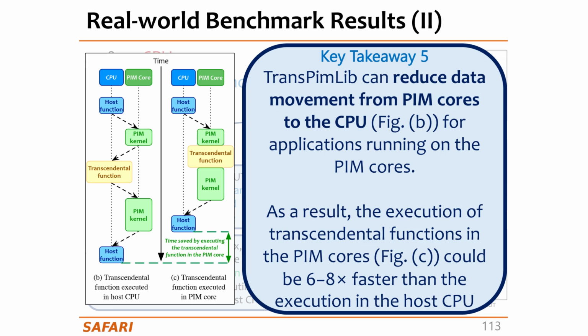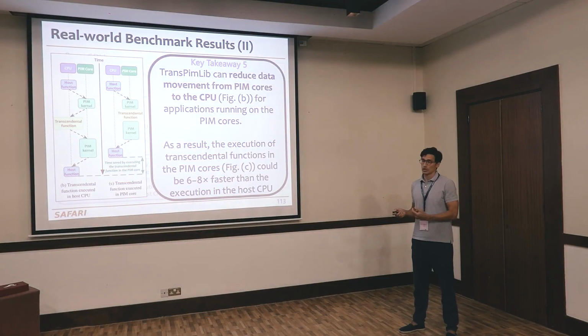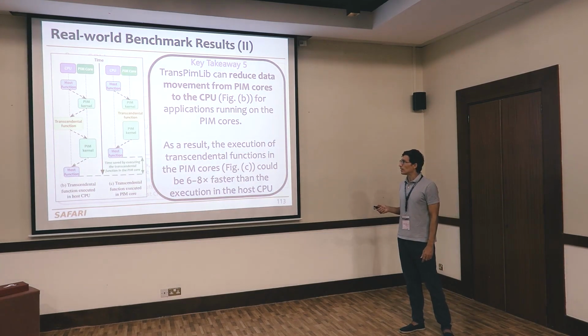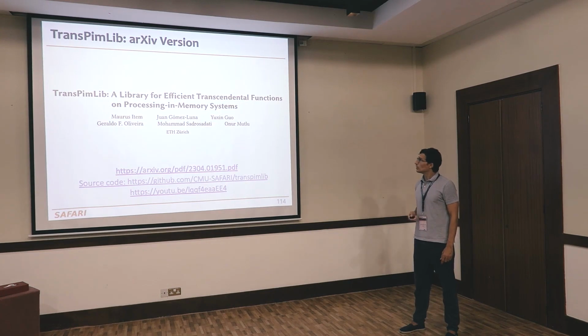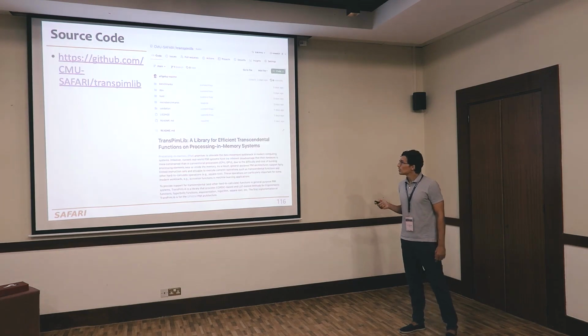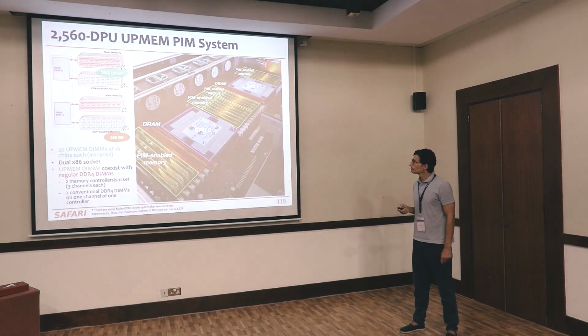So if you compare this B scenario and the C scenario that I presented in the beginning, you'll see that you can achieve really interesting performance improvement, even though the execution of the transcendental function itself is not that fast on the PIM core. So this links to the archive version of the repository. As I said, it was presented at SPARSE. Source code is publicly available, and we also have longer talks about this.